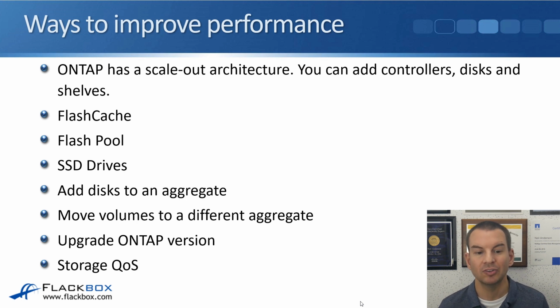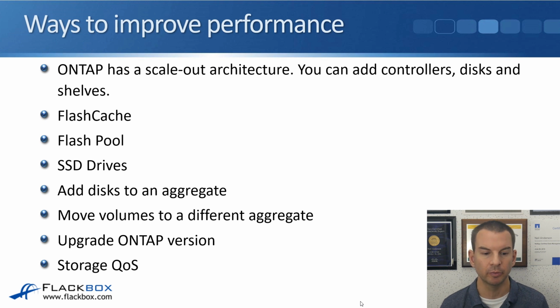So first up, ONTAP has a scale-out architecture. You can add controllers, disks, and shelves to improve the overall performance that is available on the cluster. Other hardware you can add: flash cache and flash pool, the caching technologies that we covered in earlier lectures, again to improve the performance. You can add SSD drives, so you can use SSD drives rather than spinning disks.